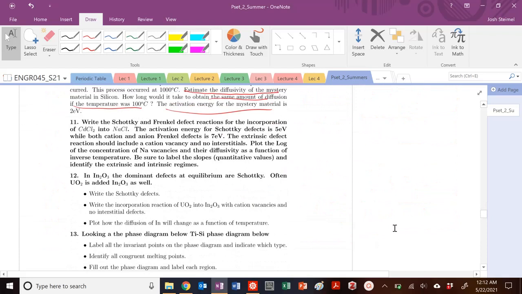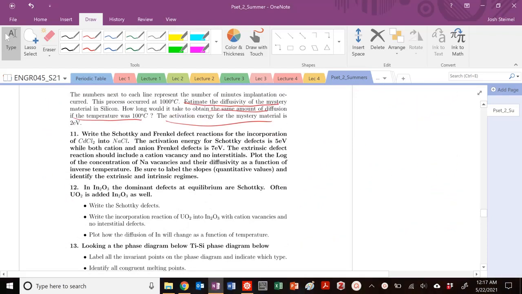All right, so now let's move on to problem 11. Let's go ahead and do problem 11. So I'm going to draw my standard plot.